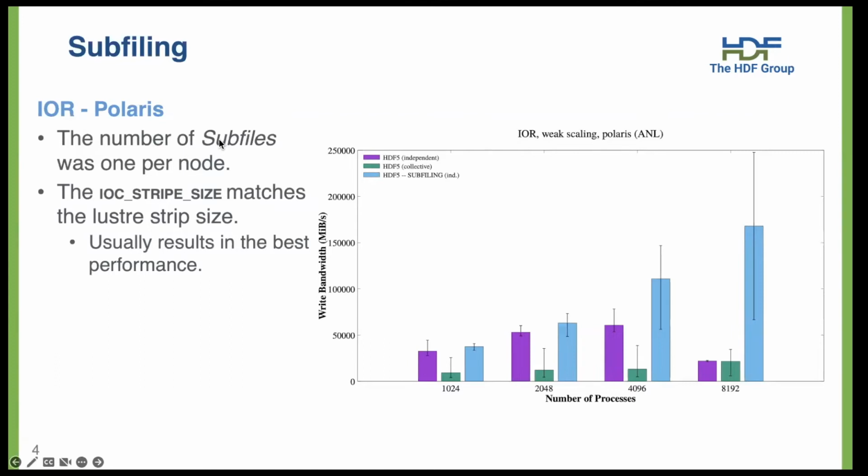Just some early results that we've got from IOR, and this is on Polaris at ALCF. This is the default use of subfiling, so one subfile per node, and the stripe size was the same as the Lustre stripe size, and the same as the H5Pset_alignment value that we set. The purple is independent. The green is using collective HDF5, which is a single shared file, and then the blue is the subfiling. You can see that this is the write bandwidth versus the number of processors, and you can see that it performs pretty well.